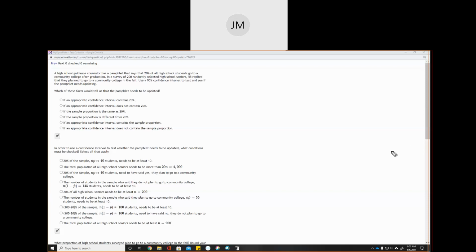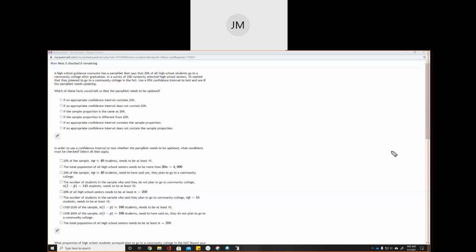So this says a high school guidance counselor has a pamphlet that says that 20% of all high school students go to a community college after graduation. In a survey of 200 randomly selected high school seniors, 55 replied they plan to go to community college in the fall. Use a 95% confidence interval to test and see if the pamphlet needs updating.